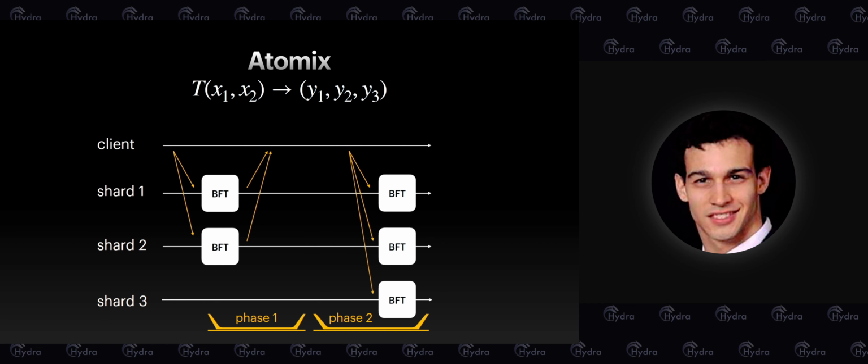Atomix is very similar, so it's concurrent work to S-BAC, and it says, well, look, instead of sending pre-accepts and pre-aborts through every shard, we would just send it through the client, which would channel those messages and reflect them back to shards. This allows to have a linear complexity in the number of shards, assuming signature aggregation on the client.